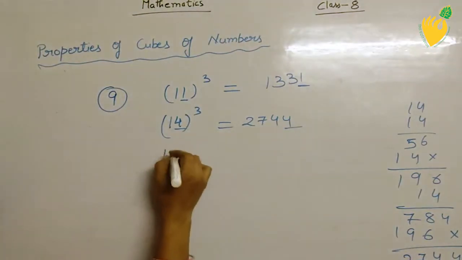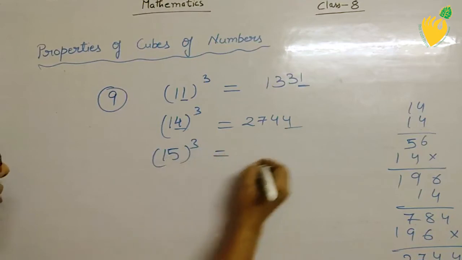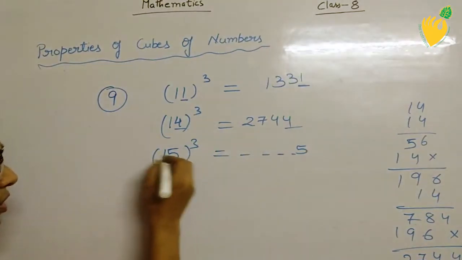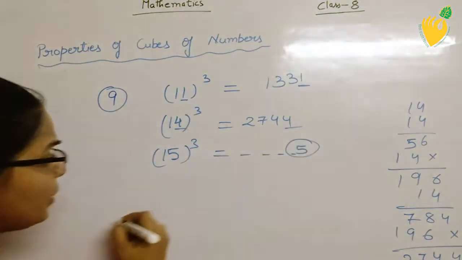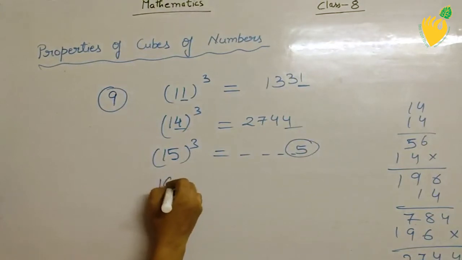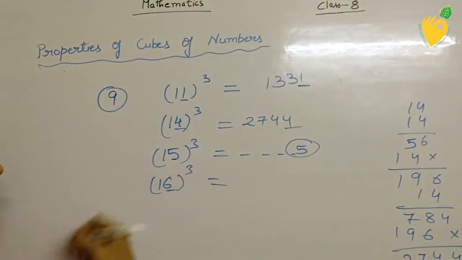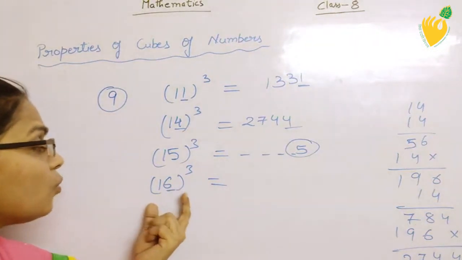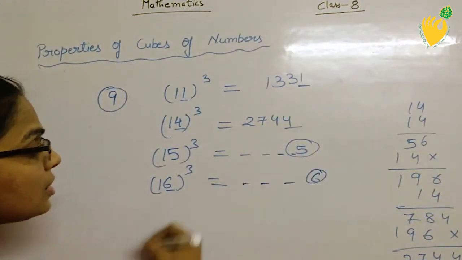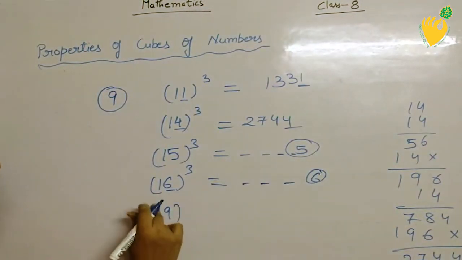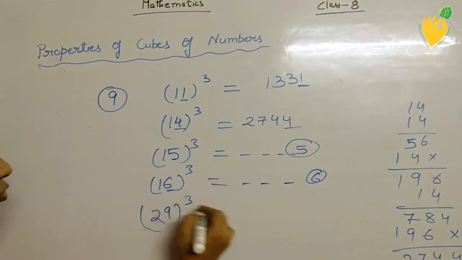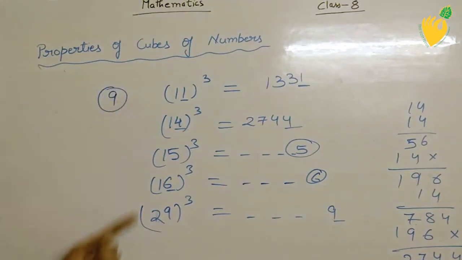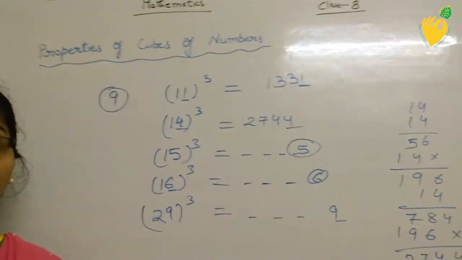Similarly, the cube of a number which ends with the digit 5 will also end with the digit 5. If the number ends with the digit 6, like 16, the cube of it also ends with the digit 6. Suppose we take 29, the cube of 29 will also end with the digit 9. So this is one of the very beautiful properties of the cube.